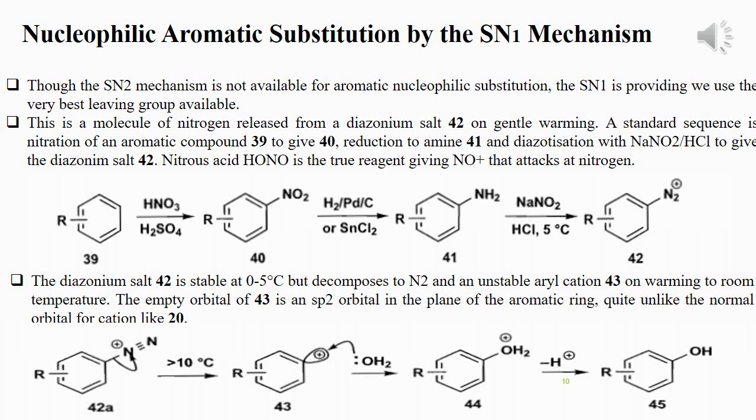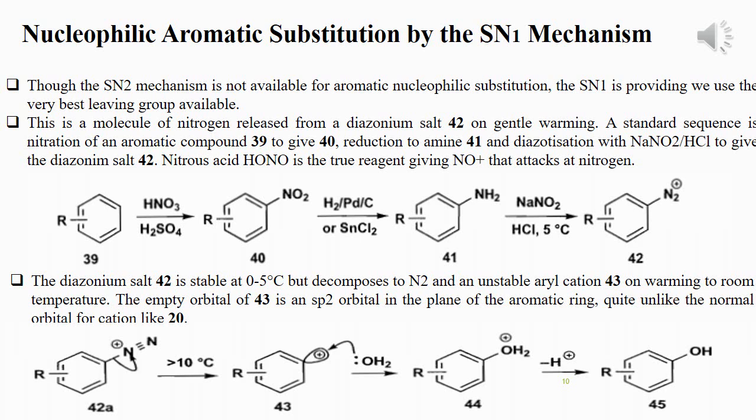Now this is a molecule of nitrogen which is released from diazonium salt 42. You can see that in the diazonium salt, the triple-bonded nitrogen, the central nitrogen, will be positive due to making 4 bonds. On gentle warming, 42 will release N2 and be converted into a cation.